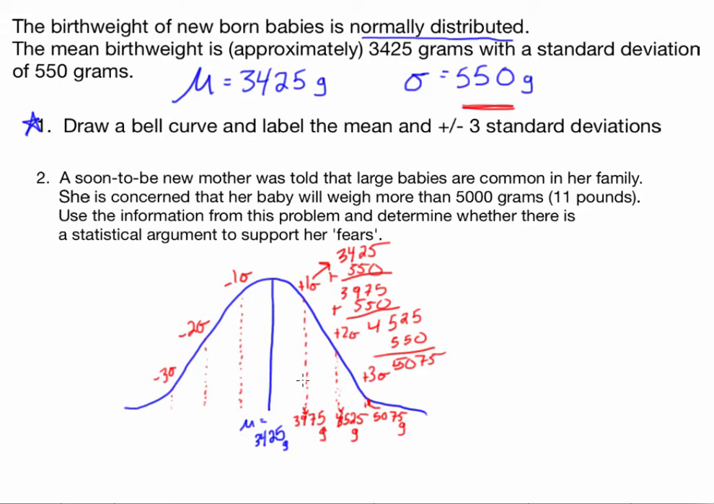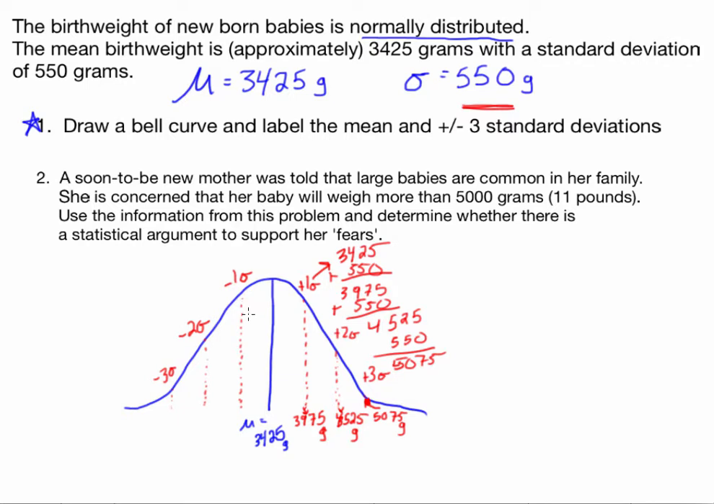So all I'm doing here is getting a visual of where these observations are. And you're getting an idea not only of where they are, but also how common they are. So notice a birth weight of 5,075 is really not common compared to a birth weight of 3,975.